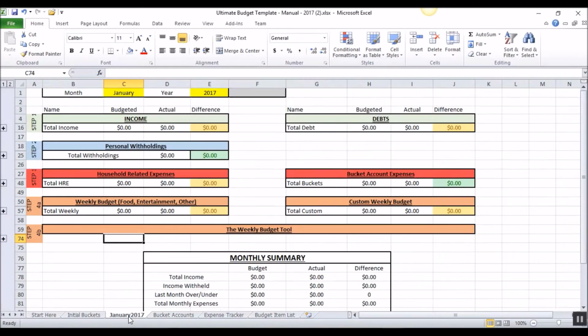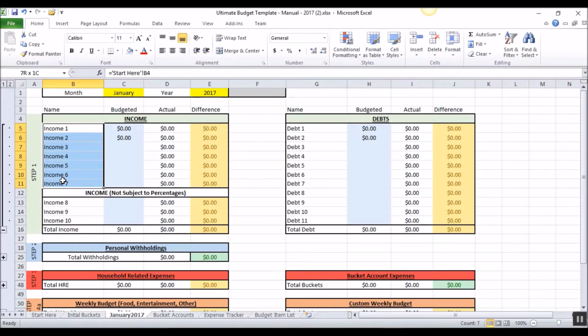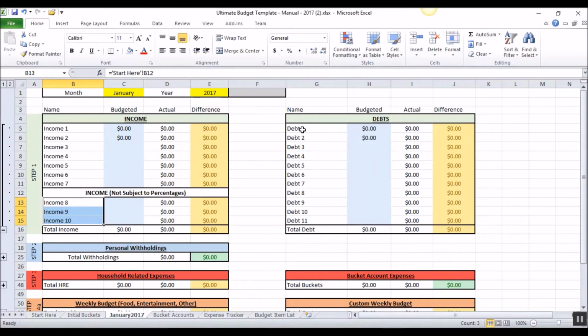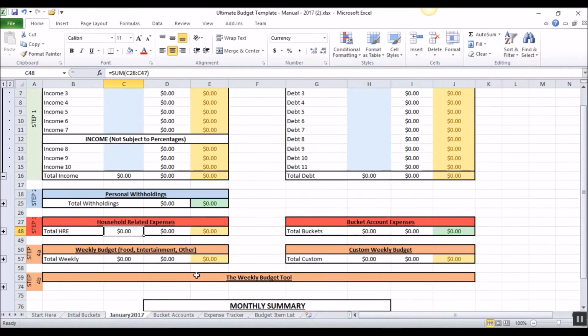So if you look at the January of 2017 tab, you can open up your income line and you'll notice it says income 1 through 7 and 8 through 10. Those correspond with the start here, 1 through 7 and 8 through 10. You will never change the names of your debts or your incomes or your personal withholdings, household related expenses, bucket accounts over here.